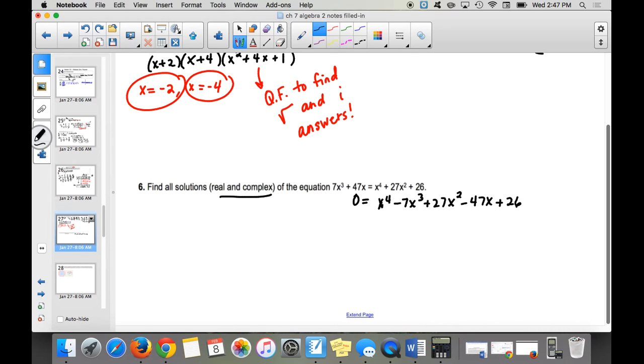All right, so we need to try something. How about this side of the room, you guys try 1. So when we do our P over Q, what do we have? 1, 2, 13, and 26. I'm going to guess it's not 13 and 26. Let's hope not. So I would say 1 and 2, or -1 and -2. This side of the room, you guys try either 2 or -1.